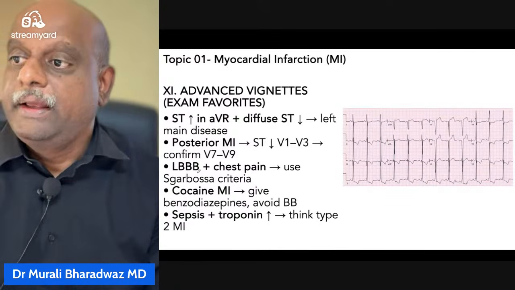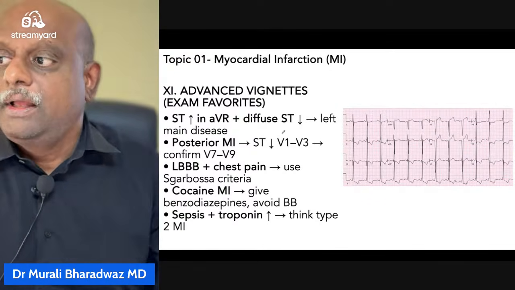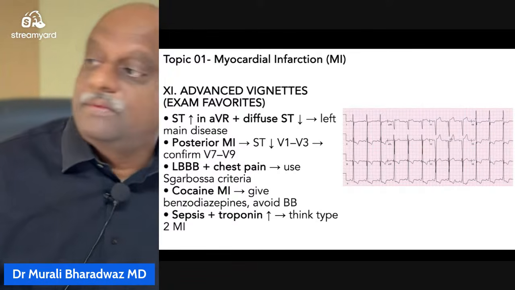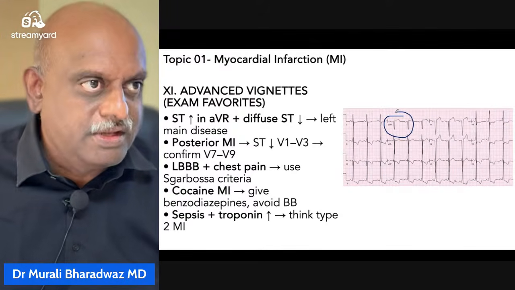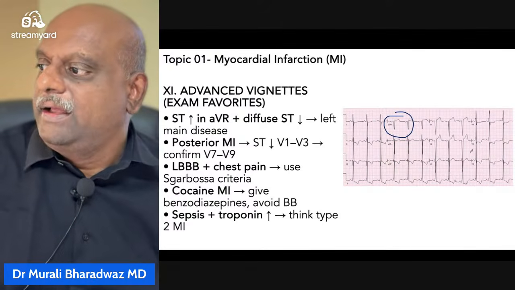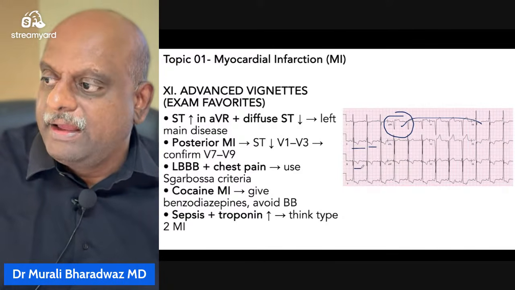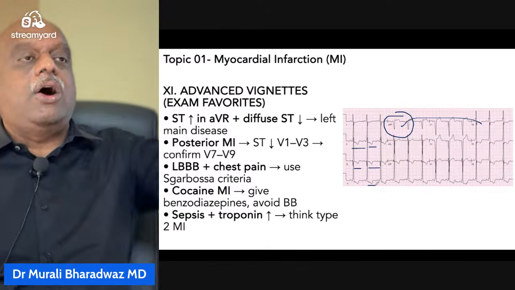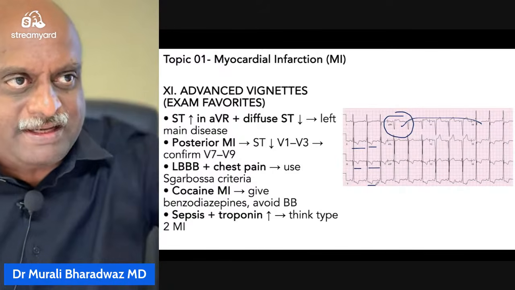Now, there are certain important exam favorites of the examiner. Looking at the ECG, you can know where the infarction is. So here you have a lead called AVR. If there is ST elevation in AVR and throughout the ECG there is diffuse ST depression, then that indicates the occlusion is in the left main coronary artery, is what you need to basically remember.